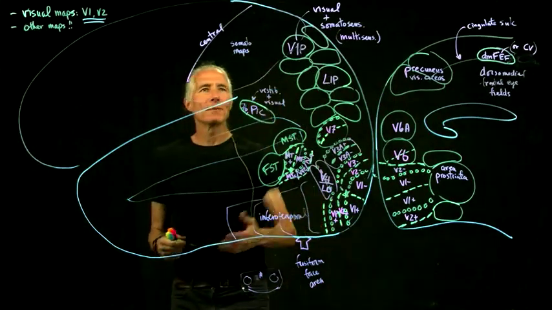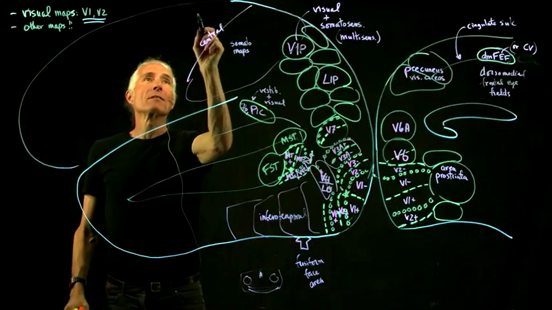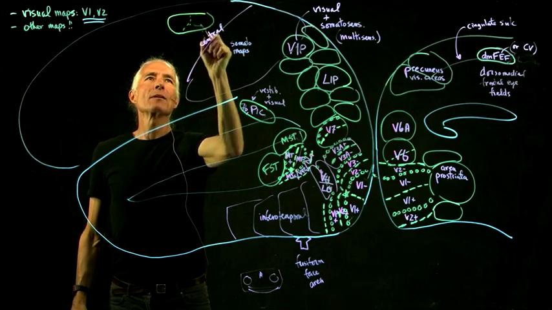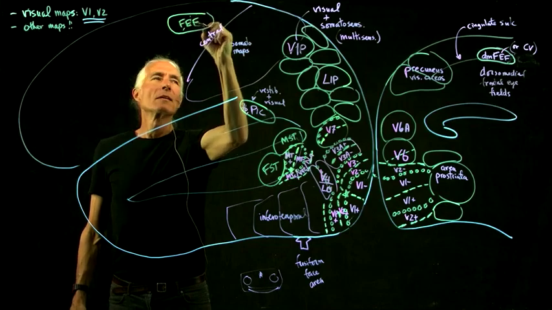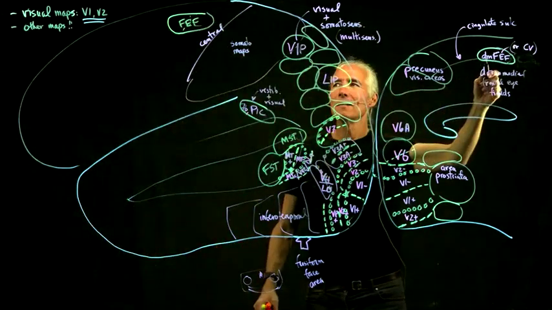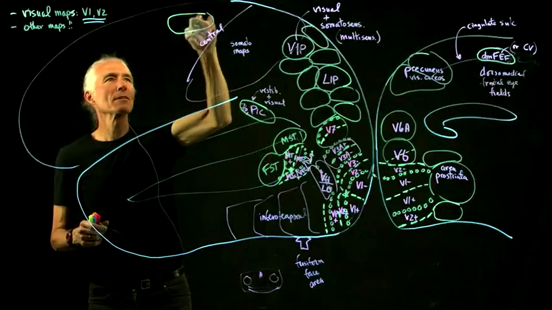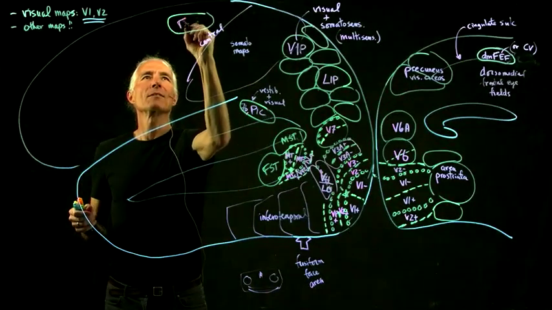So if we continue forward into frontal cortex, there's a series of areas up here called the frontal eye fields. Those are like the dorsomedial frontal eye fields, except they're the lateral frontal eye fields. Those are like the original frontal eye fields, so that's called FEF.